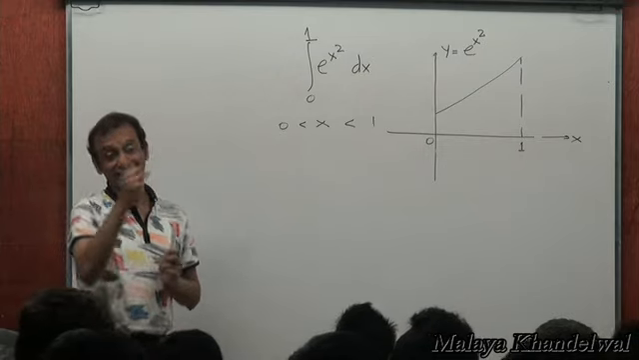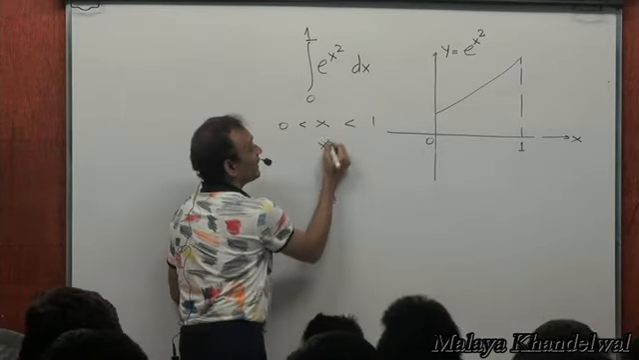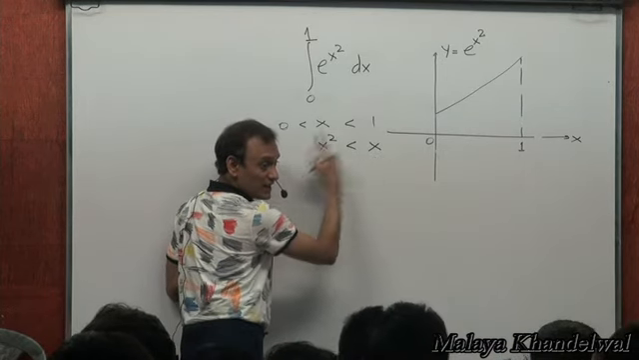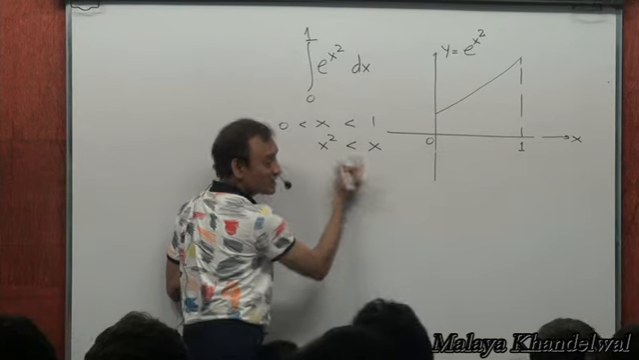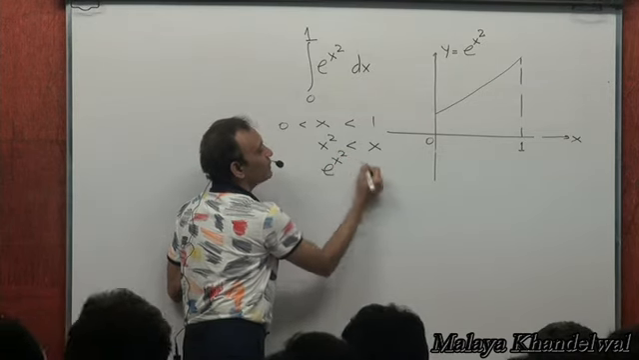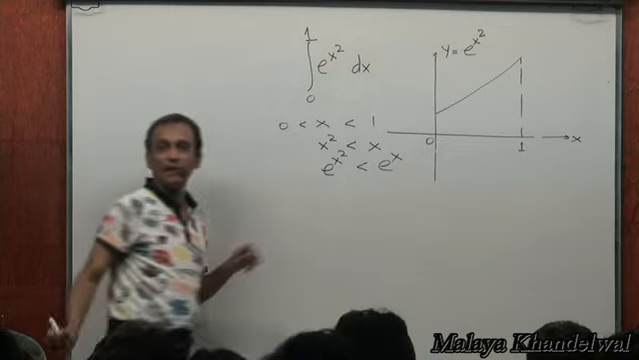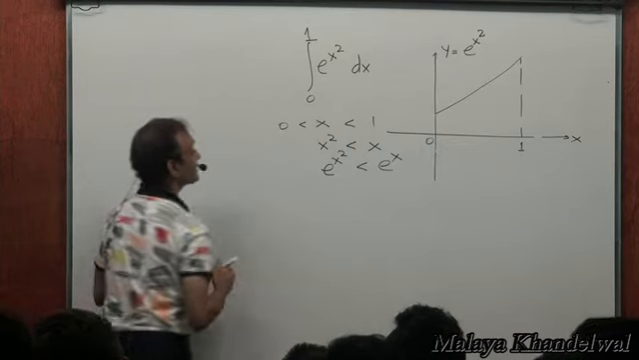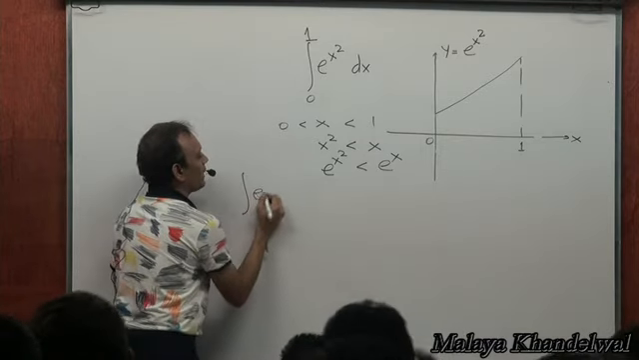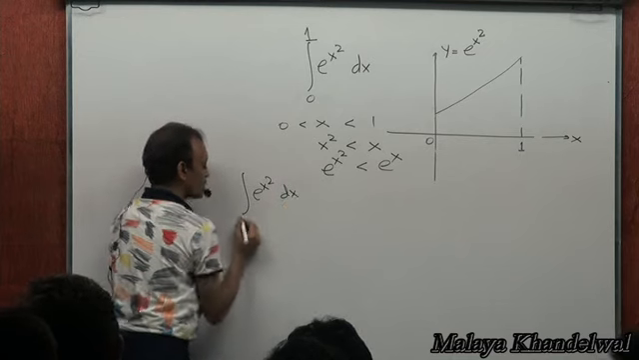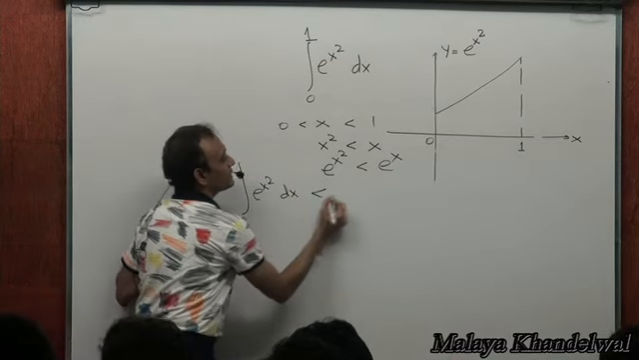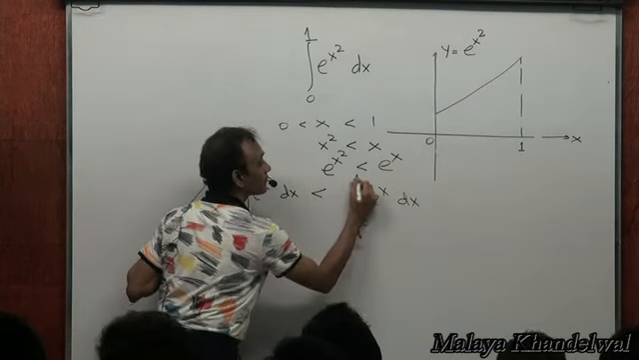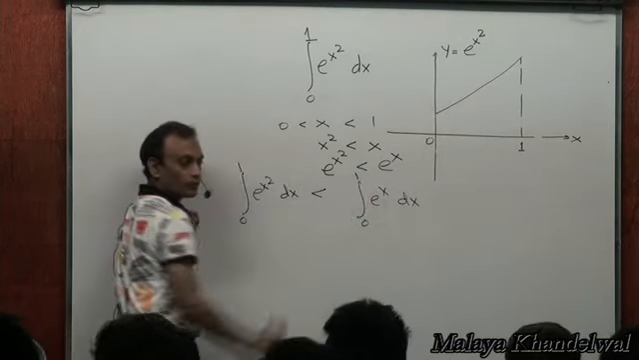Because x squared is less than x. In the interval 0 to 1, x squared will be less than x. So, e power x squared will be less than e power x. So, then I can conclude the integral of e power x squared dx from 0 to 1 will be less than the integral of e power x dx from 0 to 1. Yes or no?